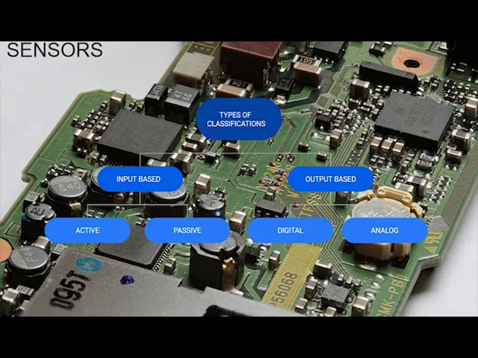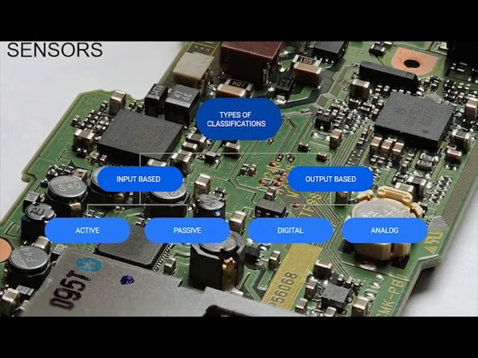The output-based classification of the sensors are of two types, digital sensors and analog sensors. Analog sensors produce a continuous output signal or voltage which is generally proportional to the physical quantity being measured. The output values of analog sensors can be of 0 to 255. Example of accelerometer, temperature sensor and pressure sensor.